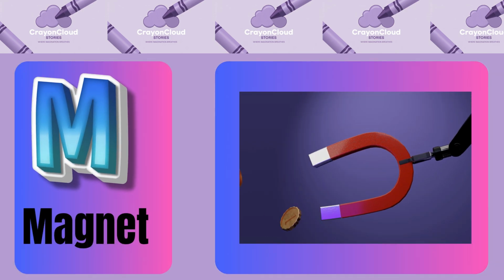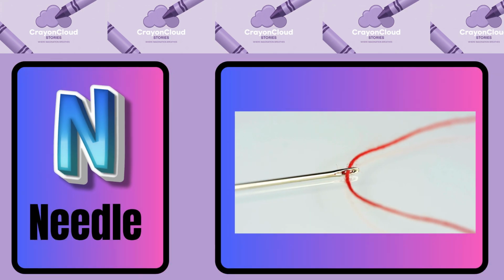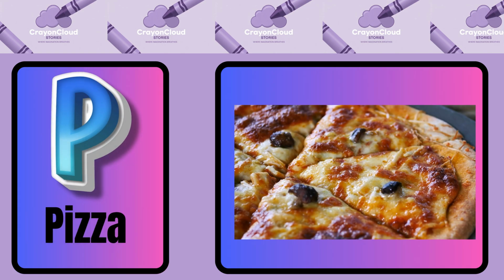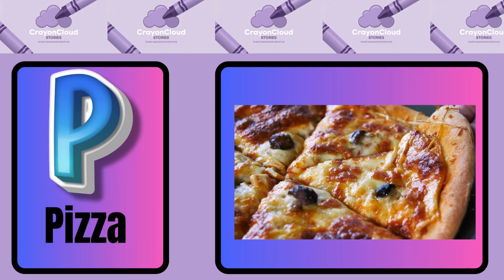M is for magnet, magnet. N is for needle, needle. O is for orange, orange. P is for pizza, pizza.